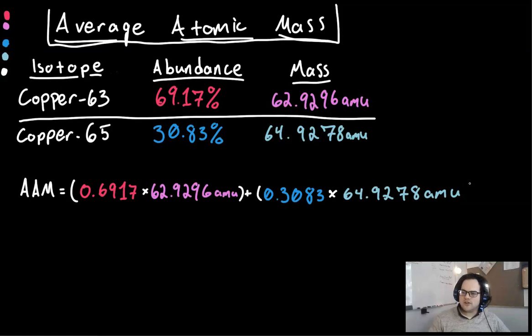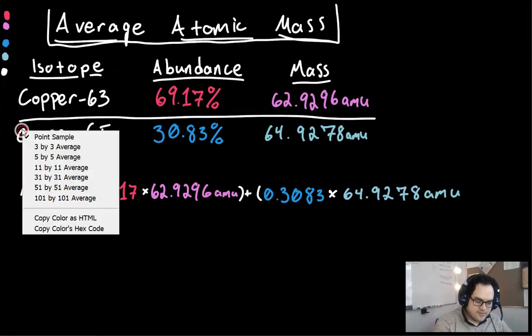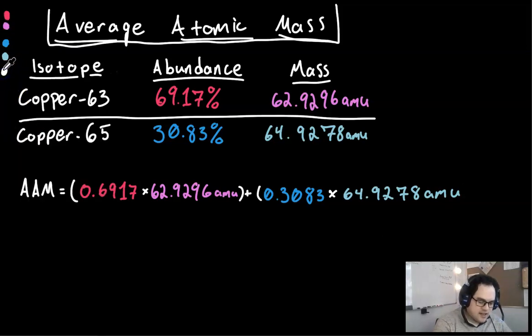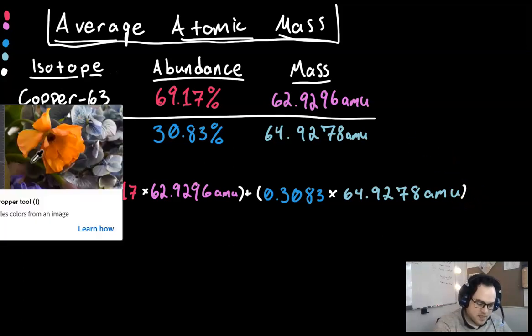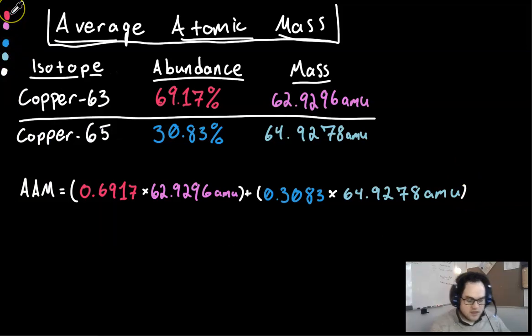Whenever I have a problem like this that has multiple different mathematical actions to take, like addition, subtraction, multiplication, I like to do them in steps. My first step is going to be multiplying inside of the parentheses. So I'm going to multiply inside those first parentheses.